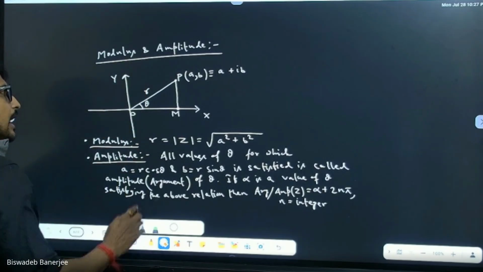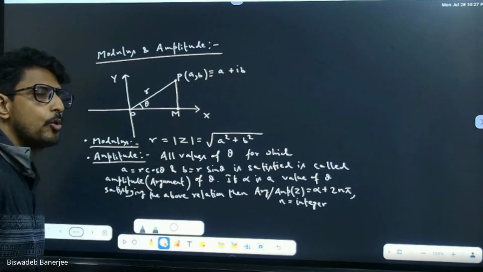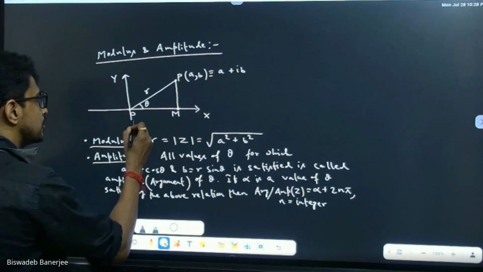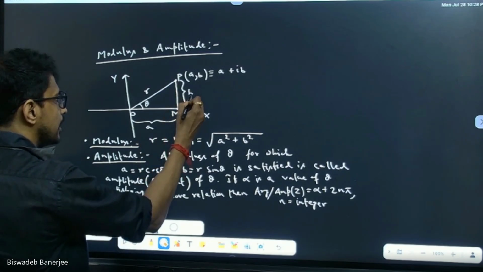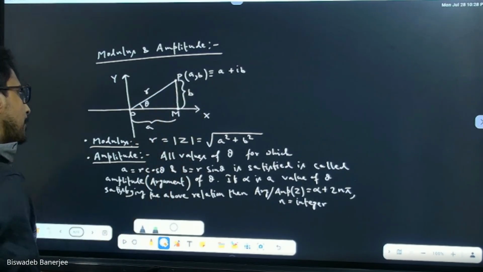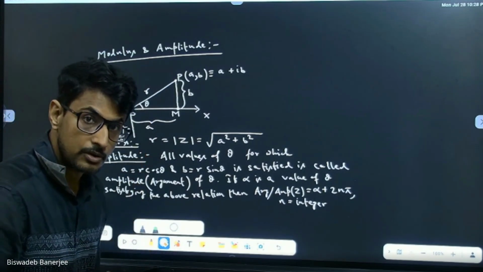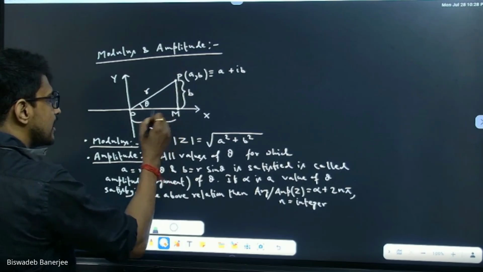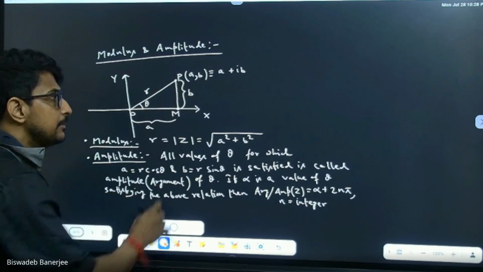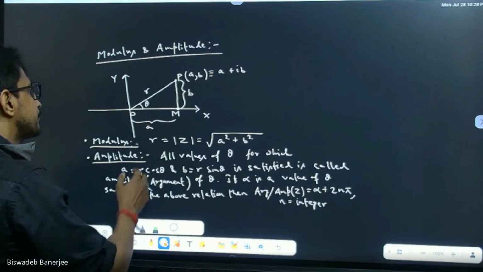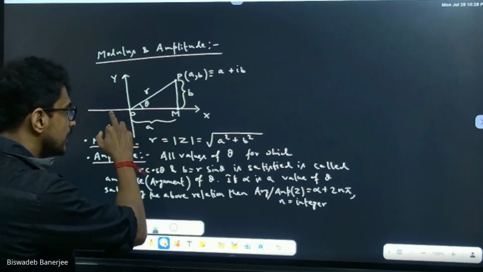As we know, (a, b), that means a plus ib, is simply a point P. This distance is basically my a, and this distance is basically my b. Suppose that theta is the angle. Theta is the angle between what? Theta is the angle between the x-axis and OP, where O is my origin and P is my point. So this OP makes an angle theta with the x-axis.